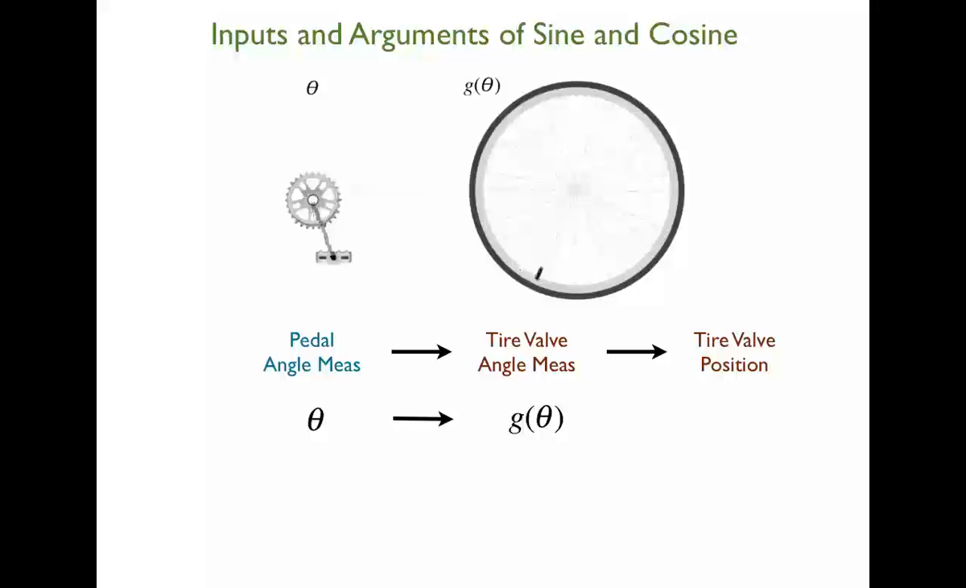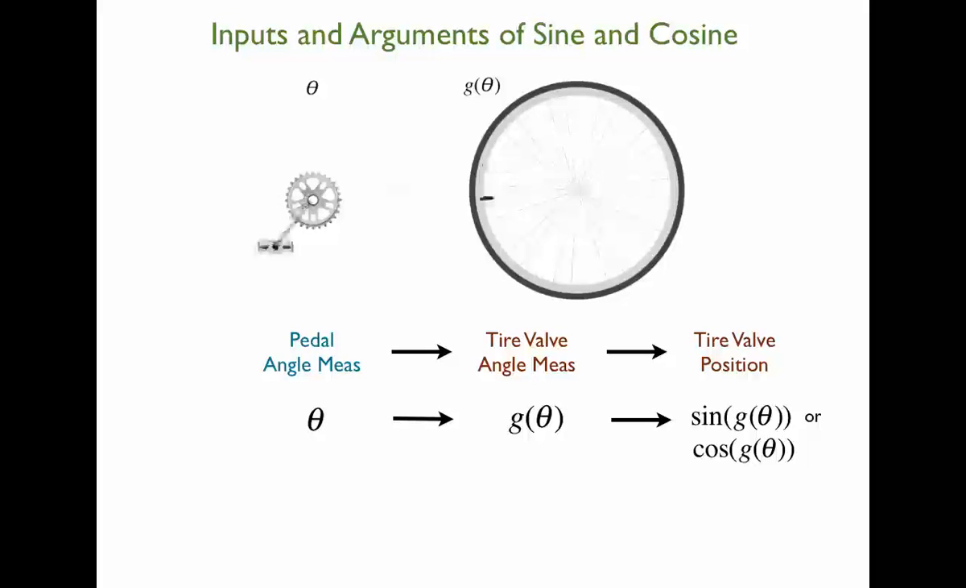Okay, and so now what's going to get us something about the tire valve position? So now we have the tire valve angle measure. What are we going to use to get something about the tire valve position then? Given that we have the tire valve angle measure, and we want to locate where the tire valve is, what do we use? He said sine and cosine. Yeah, sine and cosine. Exactly. Sine will give us the vertical height of the tire valve. Cosine, the horizontal position of the tire valve.